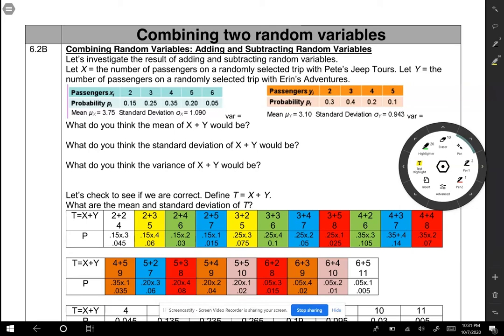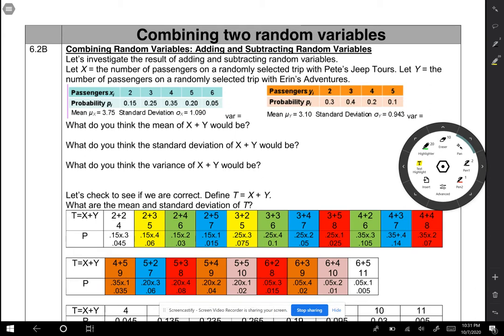Hello, stat students. Last time, in 6.2a, we talked about random variables and transforming them. What would happen if we added or subtracted a constant, or multiplied by a constant, to get a transformed variable? This time, we're going to talk about combining two random variables, adding and subtracting them. Let's investigate the result of adding and subtracting random variables.